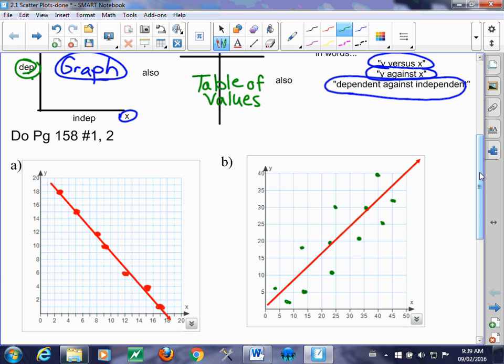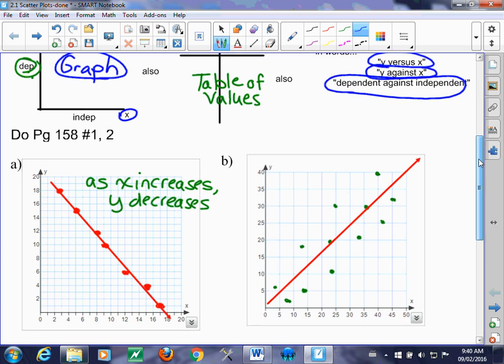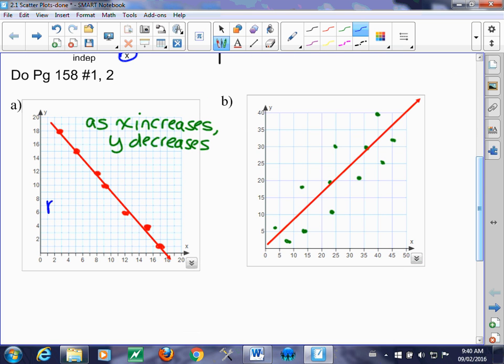Taking a look at example A, I plotted all my points. I got 1, 2, 3, 4, 5, 6, 7 points that I plotted, and then I drew a line of best fit. The first thing we need to know is what happens as x increases. You're going to see that y is decreasing. So let's write that in as a description: as x increases, y decreases. You may remember this from grade 9 or 10. What do we call that? That's called a negative trend, or some people remember a negative slope, that's fine.